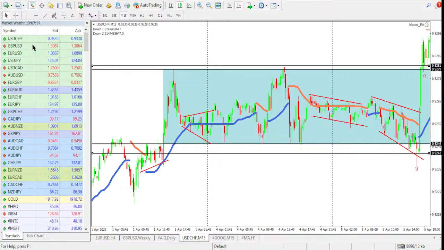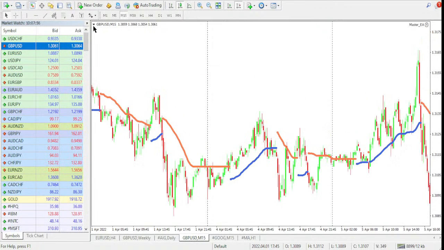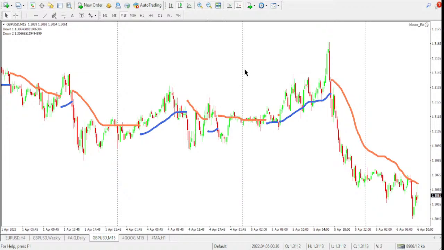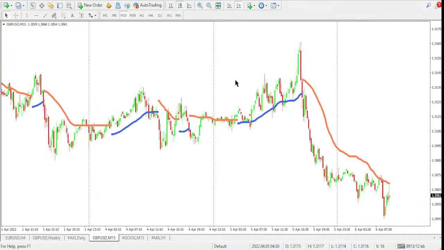Let me load another chart, GBP USD. With the GBP USD so far, we are having some good downtrend. You can see that here we have a very good downtrend. It started while the price was somewhere here. You can see this is where the indicator gave us a sell signal.